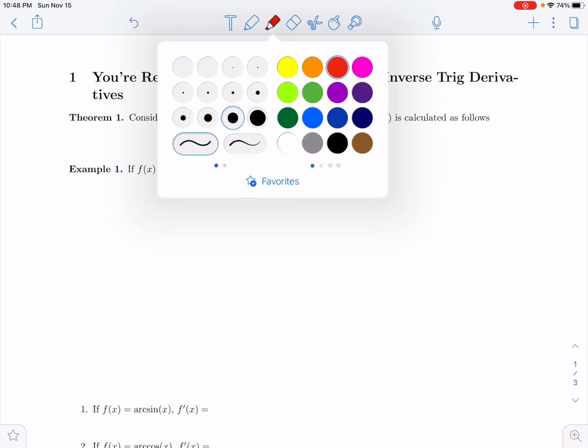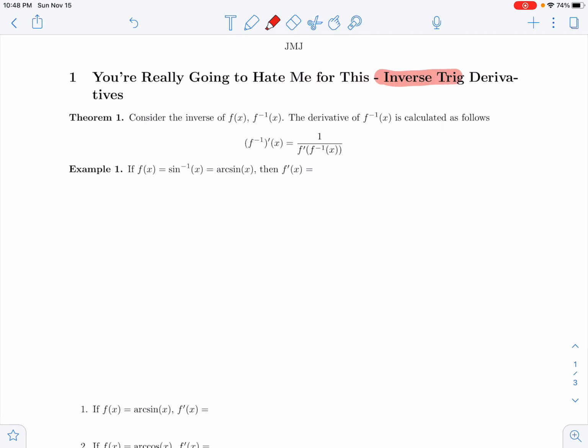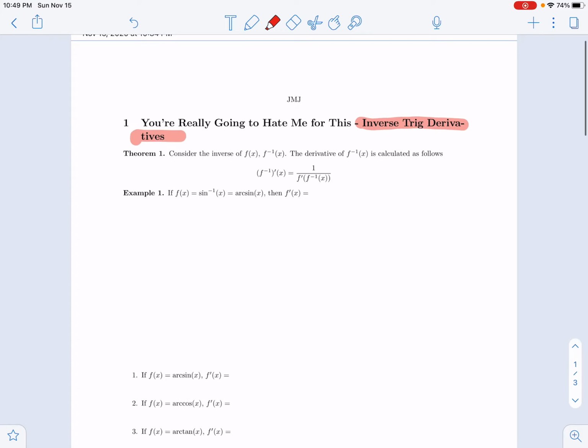So if you remember from, say, pre-calc, you did inverse trig, arc sine, arc cosine, arc tangent, those guys. These are the inverse trig derivatives. So we'll derive one of them. I'll give you the rules for the rest of them, and we'll just see how to apply them.